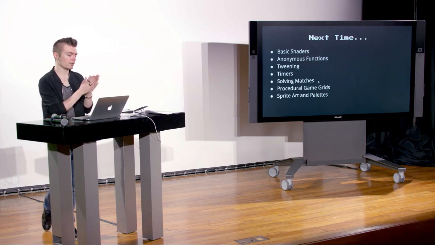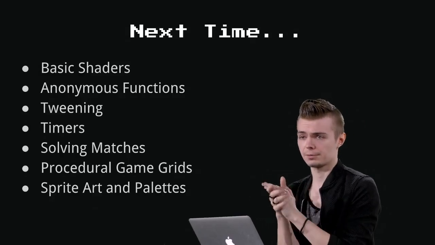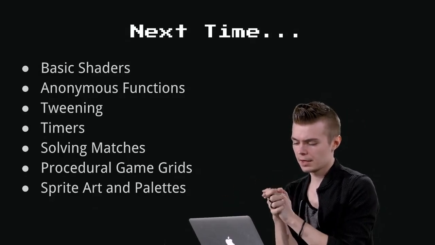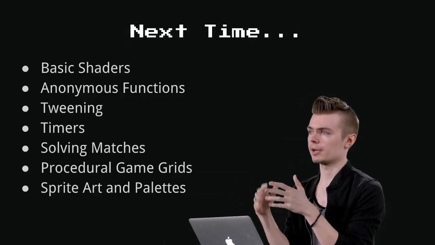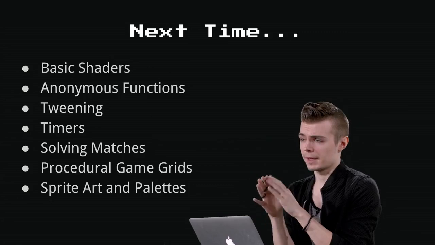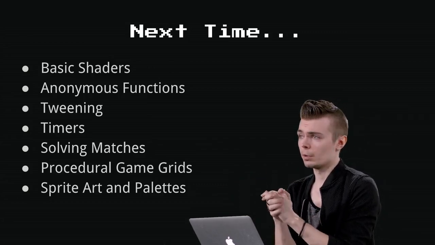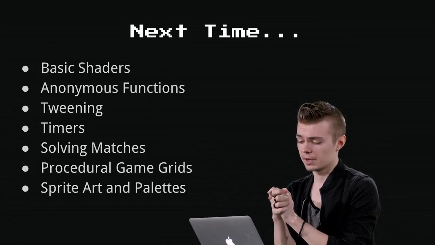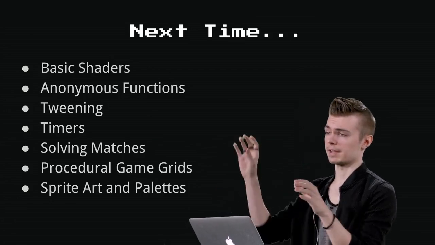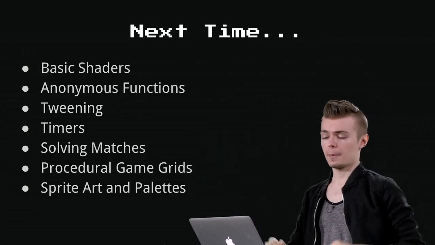Next time, we'll cover a few concepts. So basic shaders. Shaders are like little programs you can run on your graphics card to do fancy effects, but we won't go into too much detail. Anonymous functions. We've seen a lot of anonymous functions in Lua in the context of Love. They're just functions without a name, and you can use them as function arguments and do all sorts of cool stuff with them. We'll use them for callbacks next week when we do things like tweening, which is taking some value and making it interpolate over time to some other thing.